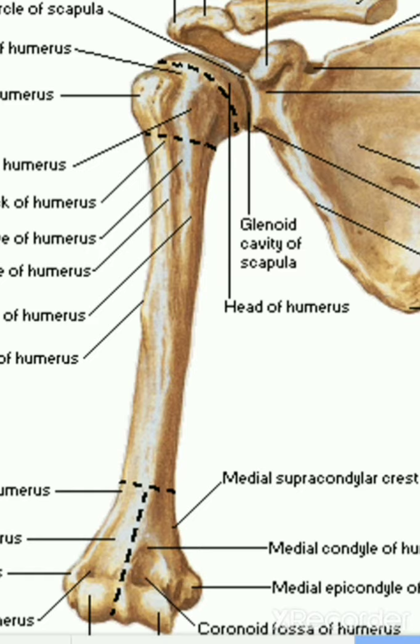The anterior border starts from the lateral lip of the intertubercular sulcus and goes downwards, and in the middle part it is crossed by the V-shaped deltoid tuberosity, and then it ends in the radial fossa. I am telling it again. The anterior border starts from the lateral lip of the intertubercular sulcus, then goes downwards, and in the middle part it is crossed by the V-shaped deltoid tuberosity. Then it extends downwards and ends in the radial fossa. This one is the radial fossa.